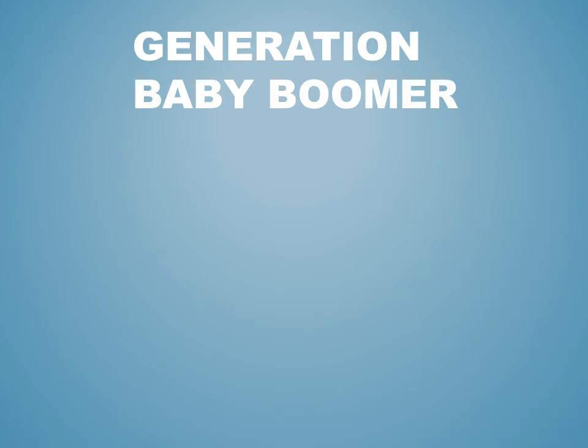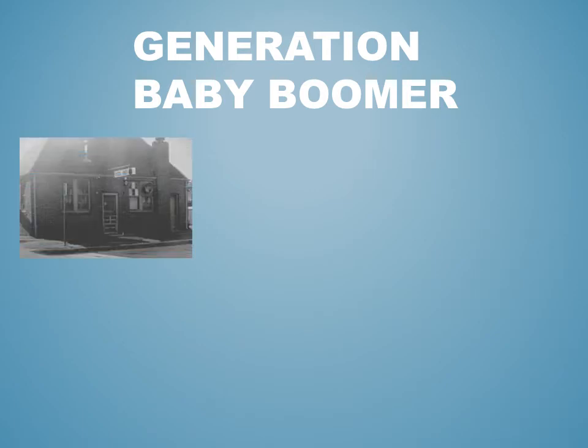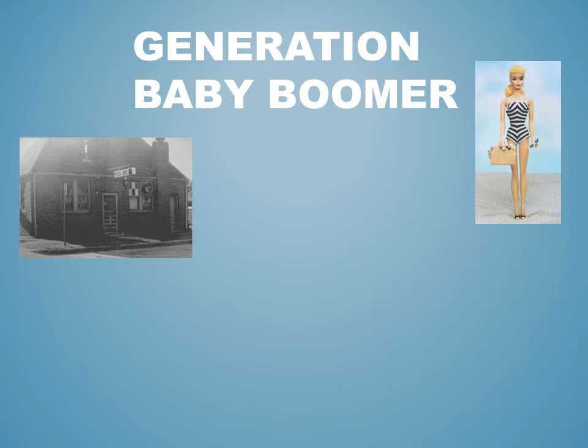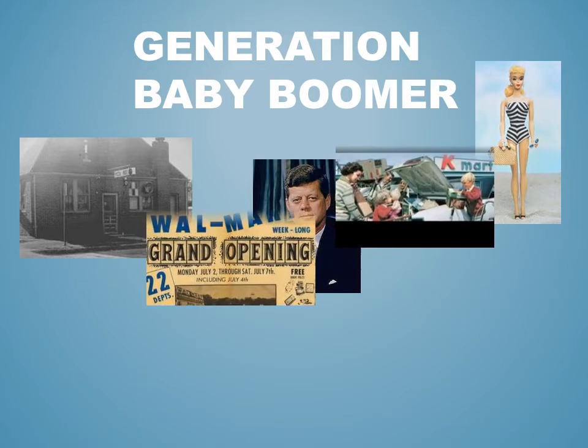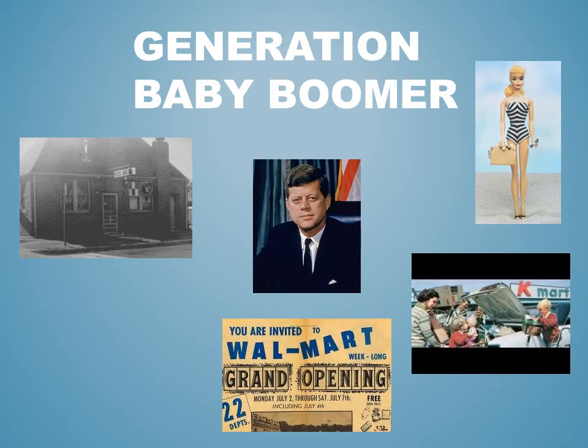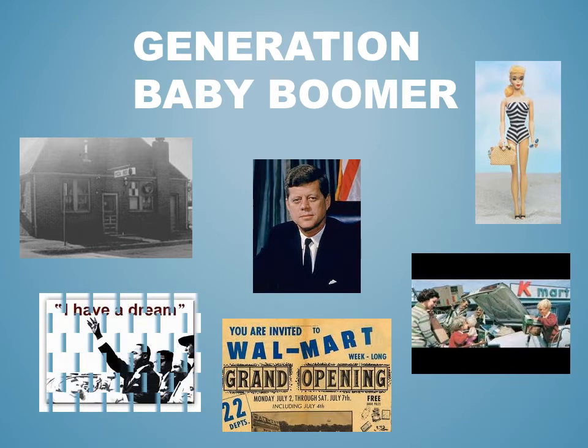Notable events that took place during the generation of baby boomers. The first Pizza Hut was opened in 1958, at least notable in my book. In 1959, Barbie is born. John Kennedy was elected president in 1960 and was later assassinated in 1963. The first Kmart and Walmart opened in 1962, and in 1963, Dr. Martin Luther King had a dream. He was assassinated in 1968.